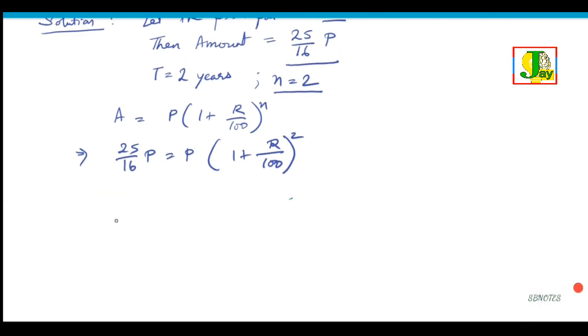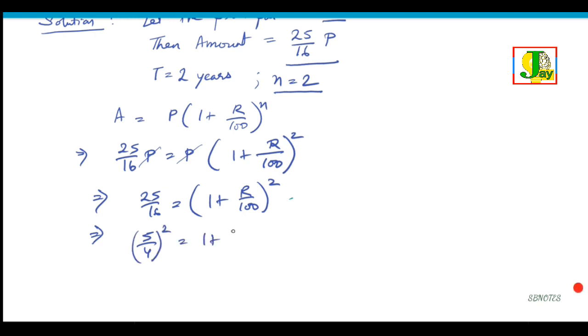From both sides we can cancel p. We have 25 by 16 equals 1 plus r by 100 whole power 2. Now again the left hand side should be a square of something, that is 5 by 4 whole square equals 1 plus r by 100 whole square. Now you can equate the base. So 1 plus r by 100 equals 5 by 4.